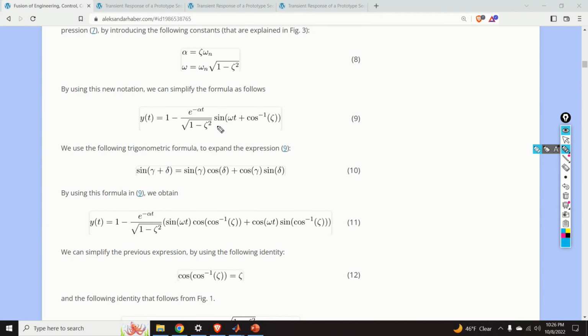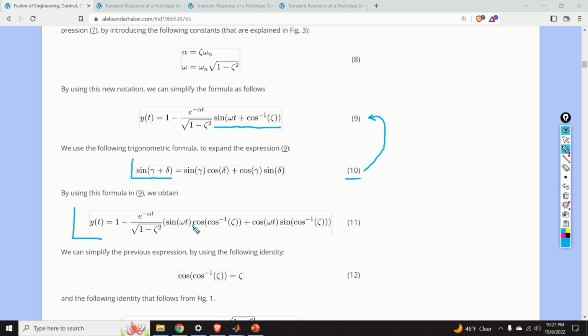Next, let us expand equation number 9. We will expand it by using this trigonometric formula over here that you have probably learned in basic calculus. By using equation number 10 in equation number 9, we obtain equation number 11. Now, let us simplify equation number 11.